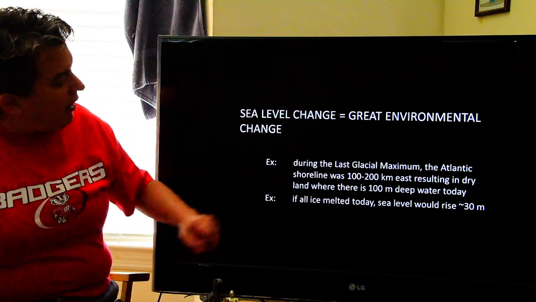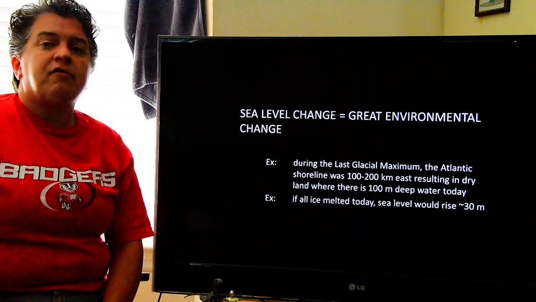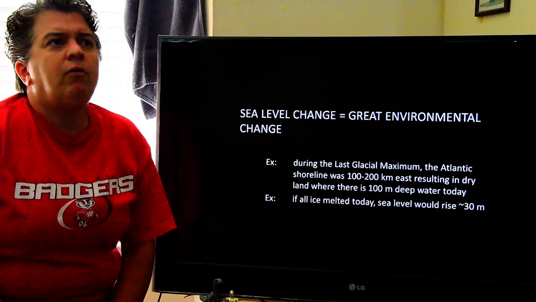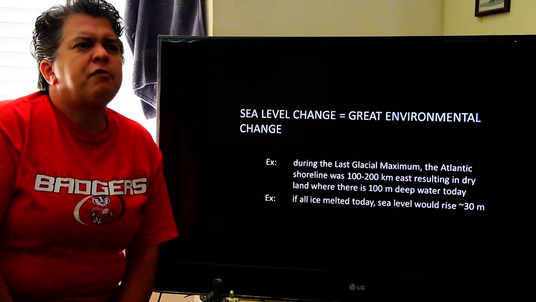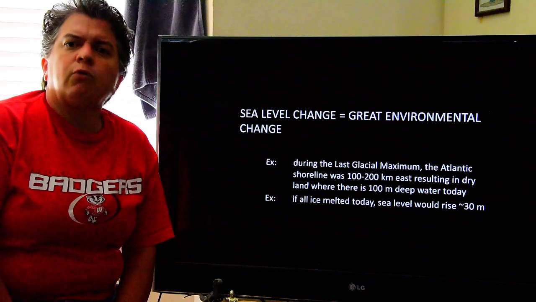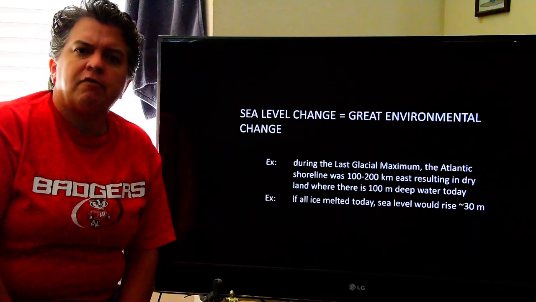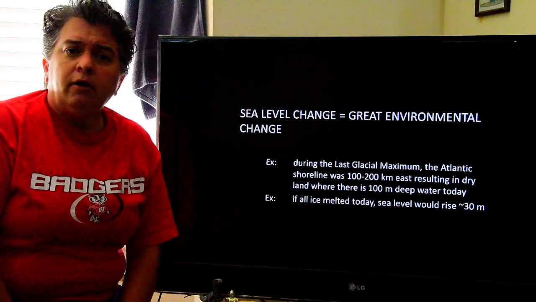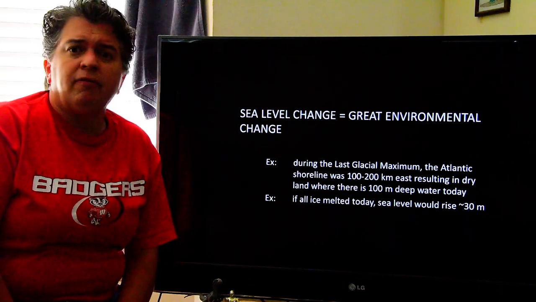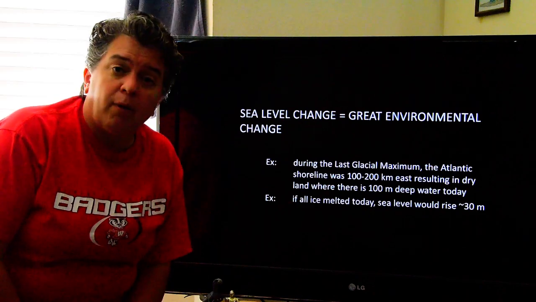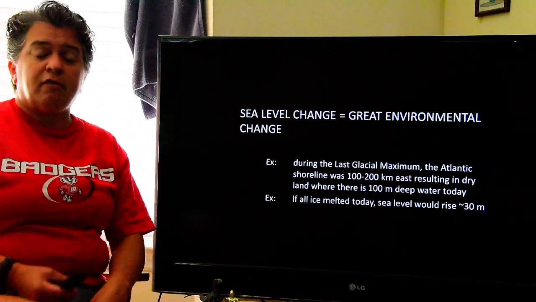If all the ice melted today, sea level would rise about 30 meters. That would mean Houston would pretty much be underwater. But if you live in western Harris County or Montgomery County, you might have beachfront property if all of the ice melted.